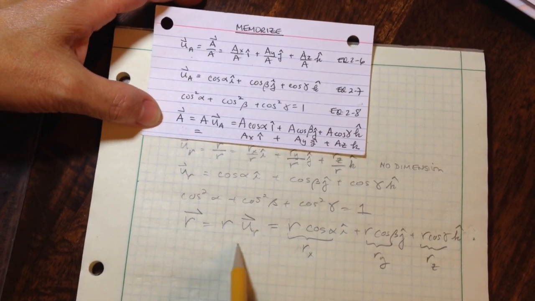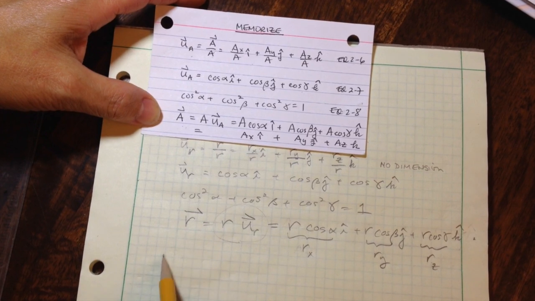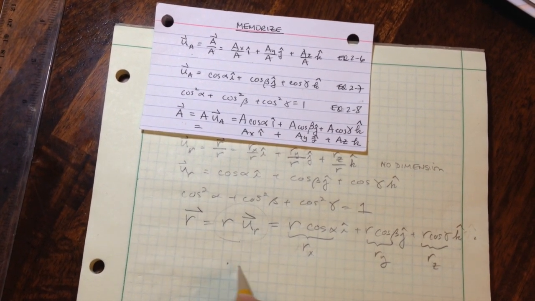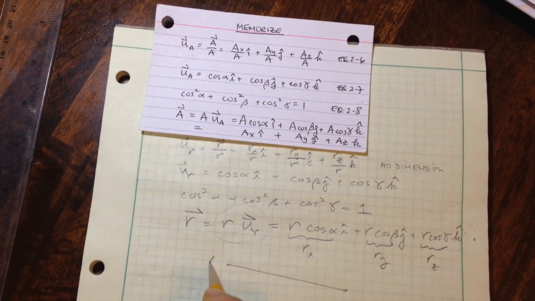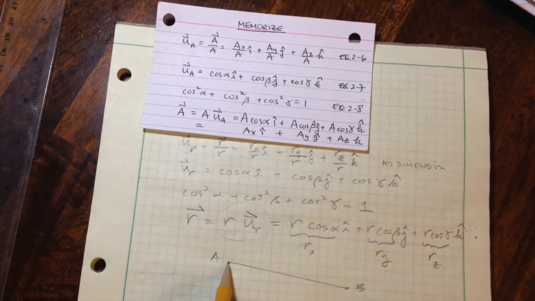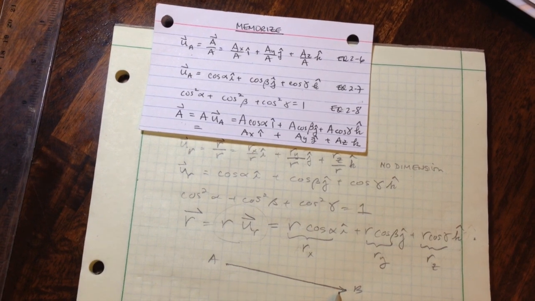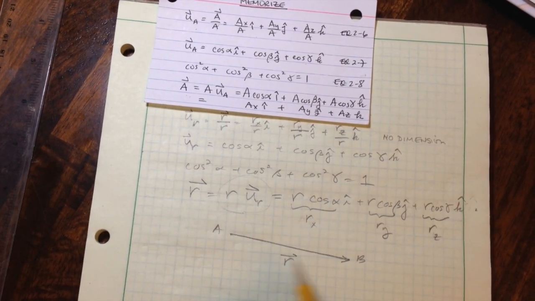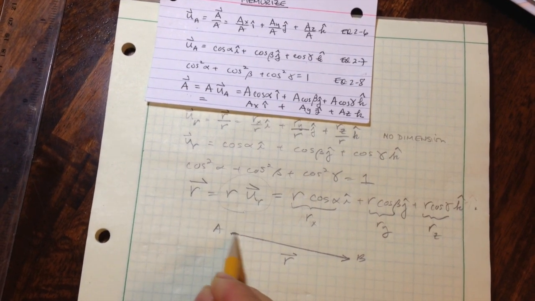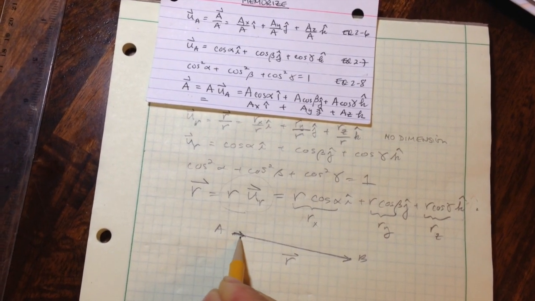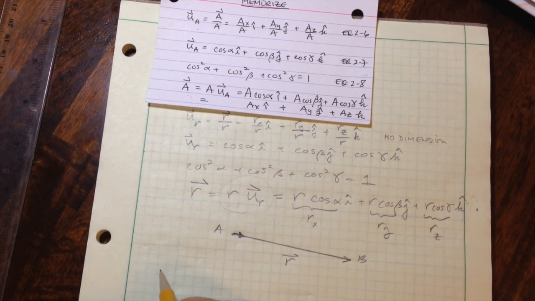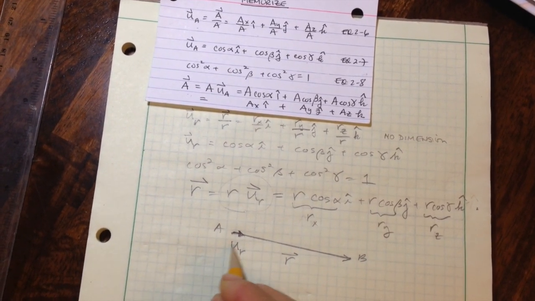So let me go over what this actually means, the unit vector. If I have a point A to B and I am defining that to be my position vector r, then that unit vector has a magnitude of 1.0 and it lies on that position vector. So that is u sub r.